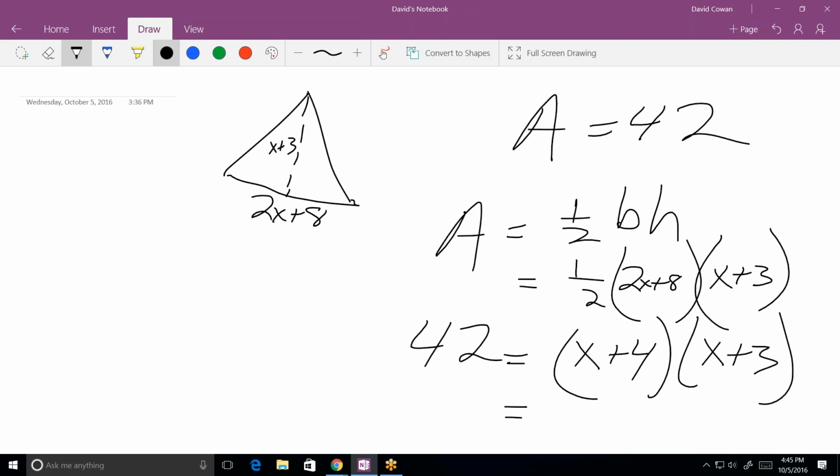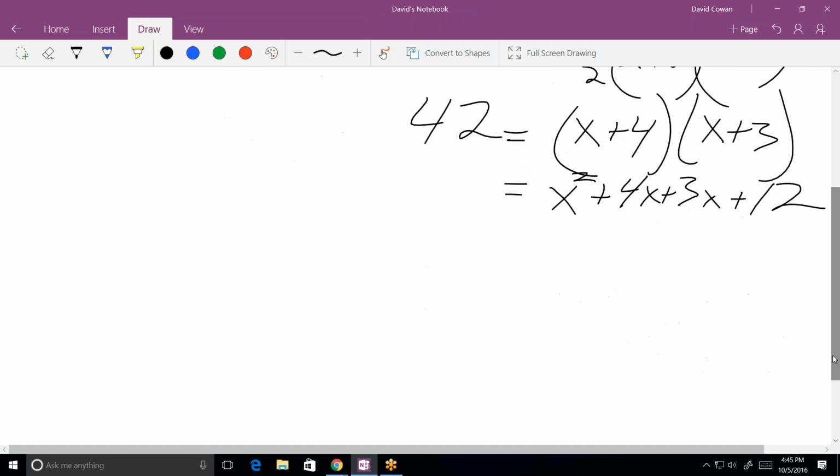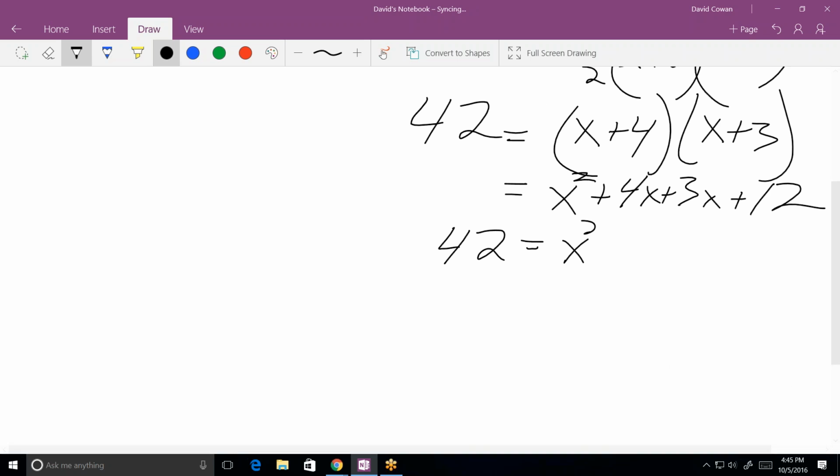So that's x squared plus 3x plus 4x plus 12. Okay, so hold on. So now, simplifying everything. What do I do with that 42?